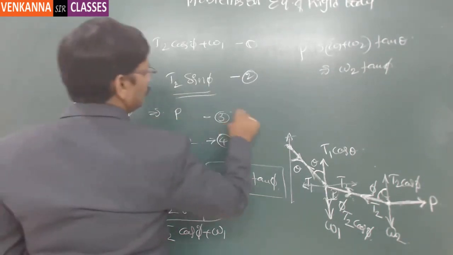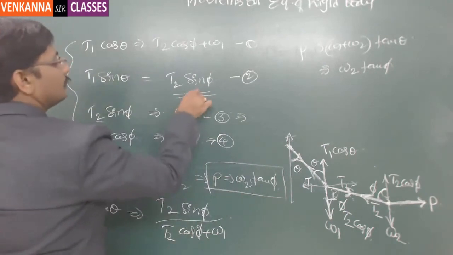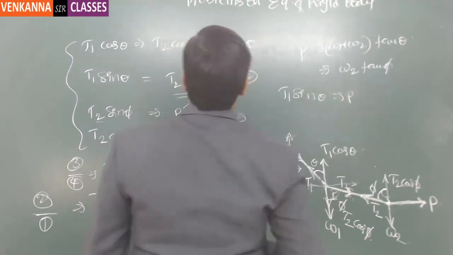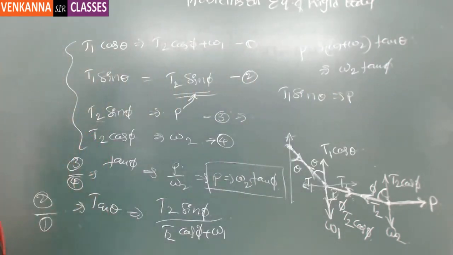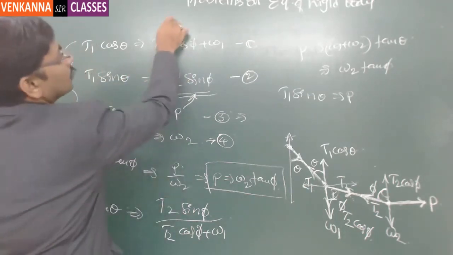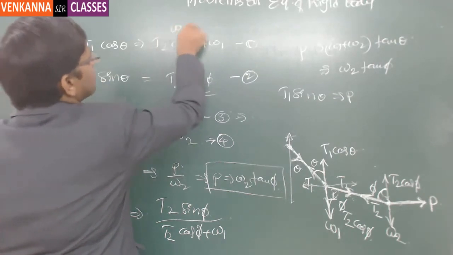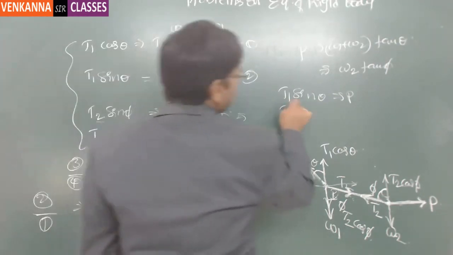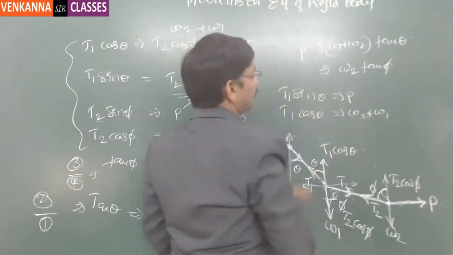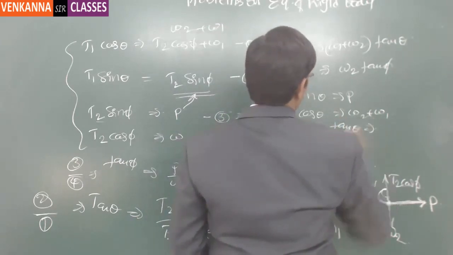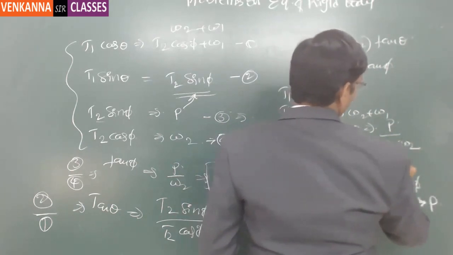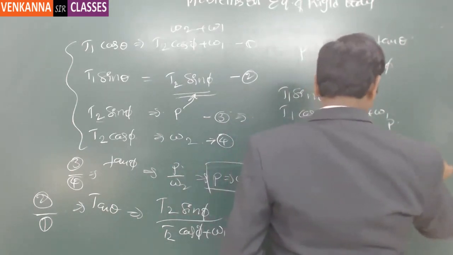So T2 sin phi is equal to T1 sin theta, so we can replace it here. So T1 sin theta is equal to P. And T2 cos phi is equal to W2. So W2 plus W1 is equal to T1 cos theta. So if you take the ratio, tan theta equals P by W1 plus W2, it implies P is equal to W1 plus W2 times tan theta.